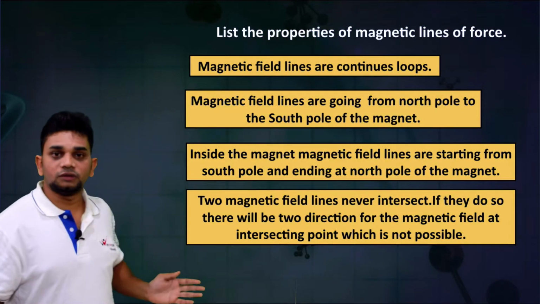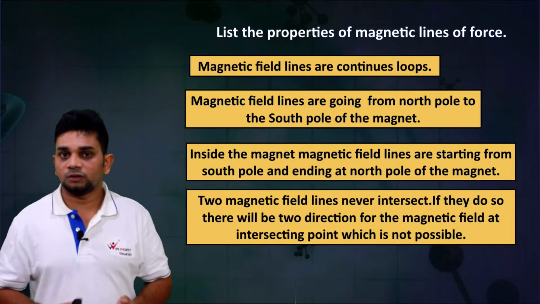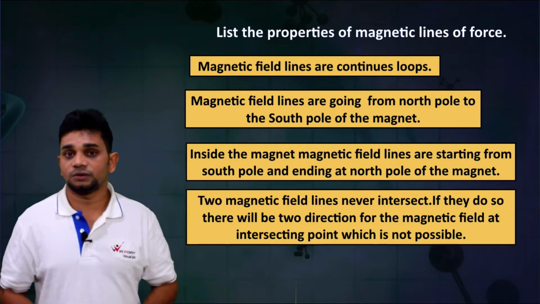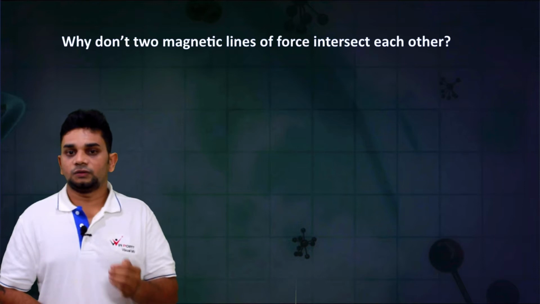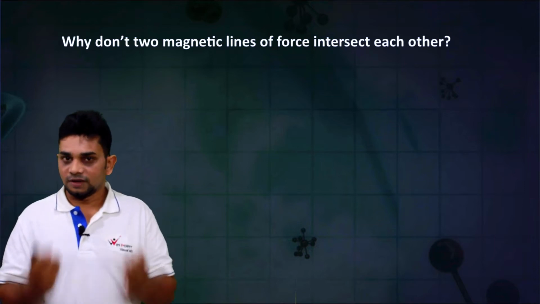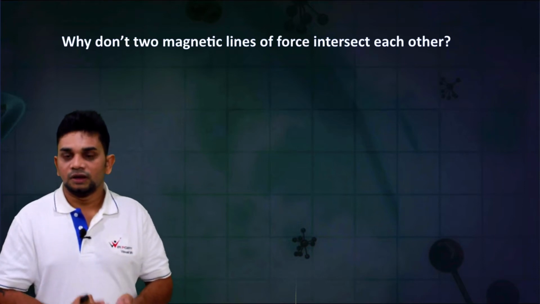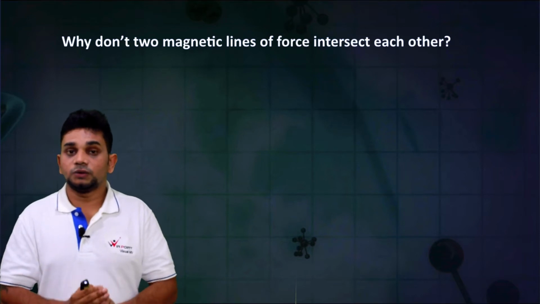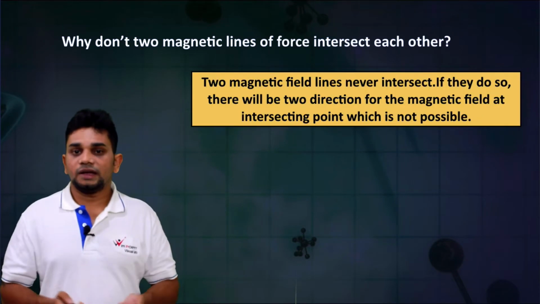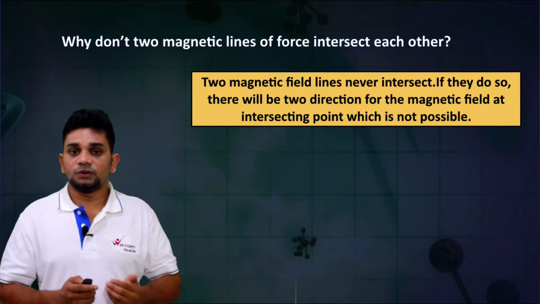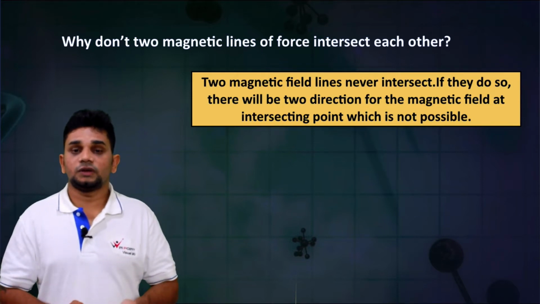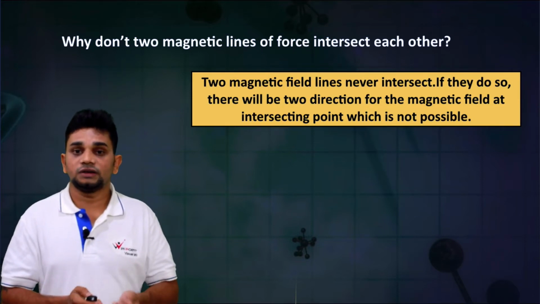These are the properties of magnetic field line. The properties of magnetic field line are a very important question for your board exam. Now we can go for the next question. Why don't two magnetic lines of force intersect each other? The same question, we have discussed it now. Two magnetic field lines are not going to intersect each other. Why? If they do so, there will be two directions for the magnetic field at the intersecting point, which is not possible.